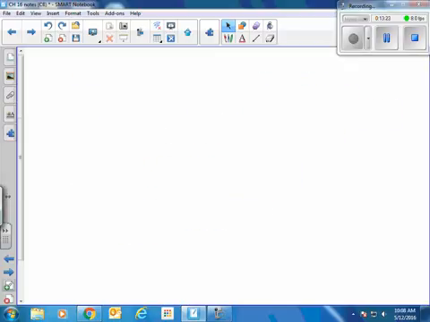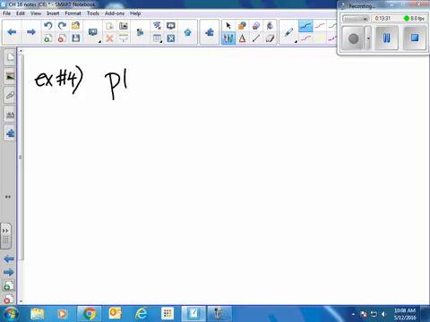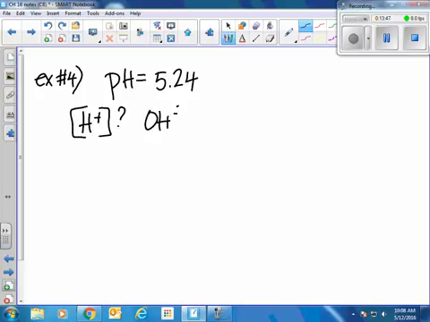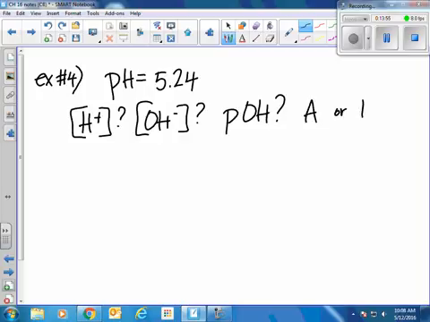Okay, our last problem. So this one, I have started you in different points for all 4 of these problems. So for this one, my starting point is I'm going to give you the pH, and now we're going to try to work backwards. If you've noticed, I've given you one piece of information, and we can answer all sorts of questions. So for this one, I want the hydrogen ion concentration, the hydroxide ion concentration, we want the pOH, and we want to know if it is an acid or a base. Similar questions, I'm asking all of them. We just have different starting spots.